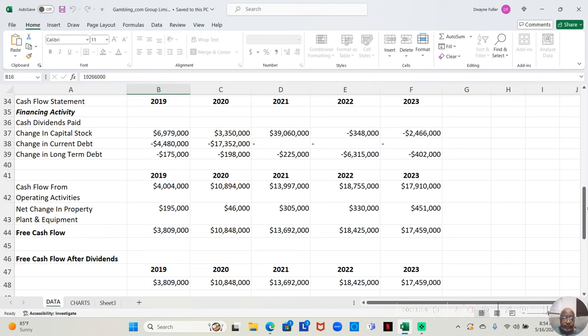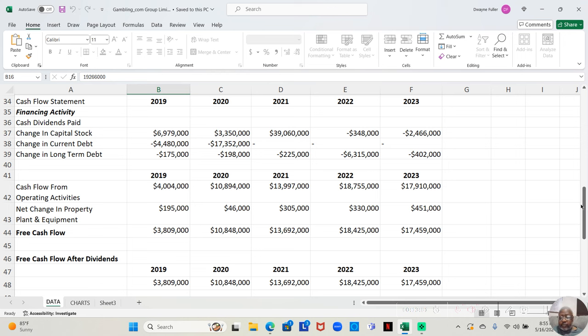In 2019, they sold more shares of stock. We know that as an investor, we hate to see companies selling more shares of stock, and we love to see them buying back more shares. Well, in 2019, they sold 6,979,000 more shares. In 2020, they sold 3,350,000 more shares. In 2021, they sold 39,060,000 worth of shares. But in 2022, they bought back 348,000 worth. And in 2023, they bought back 2,466,000 worth.